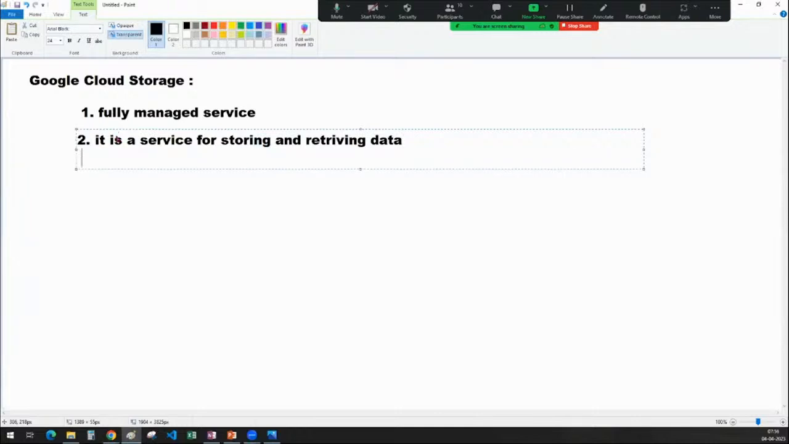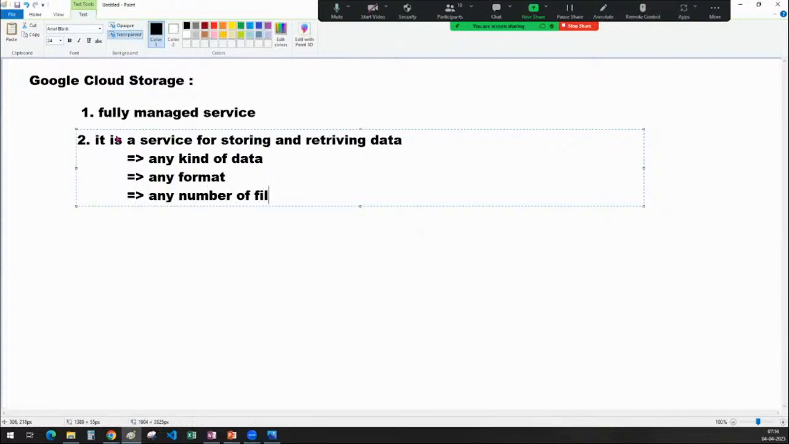Sir, what kind of data can I store here? Sir, what format of data can I store here? Sir, how many files can I store here? Okay, sir, how much data can I store here?